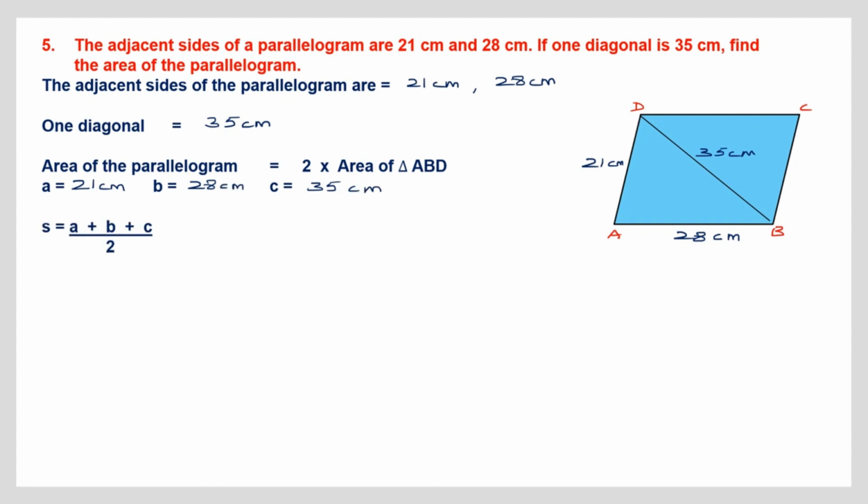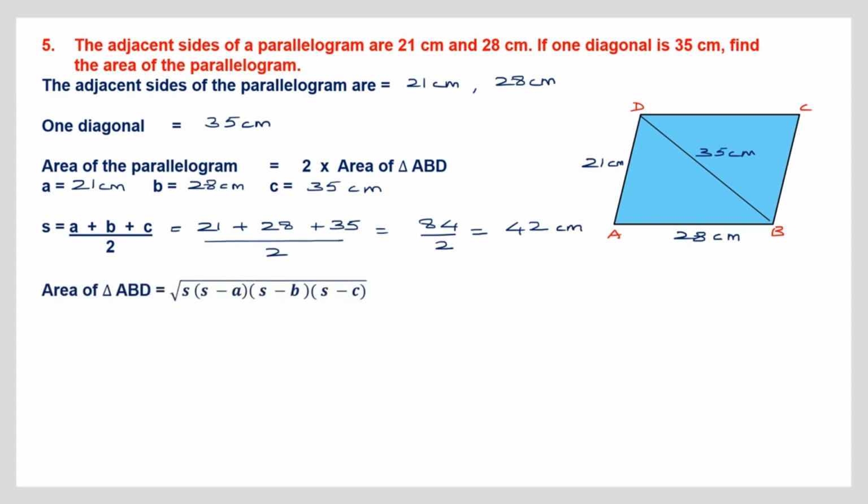So A is 21 centimeters, B is 28 and C is 35. We have to add all that up and divide it by 2. When you add all this, you get 84. Divide 84 by 2. 84 divided by 2 is 42. So we have got the semi-perimeter, that is 42 centimeters.